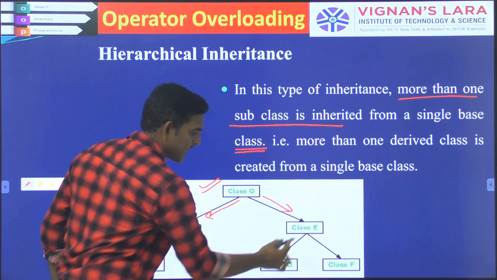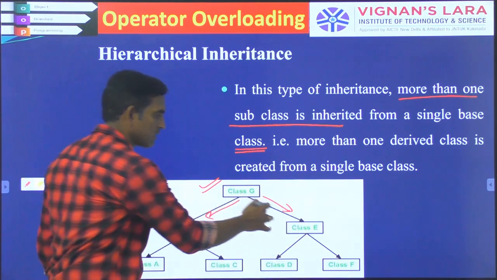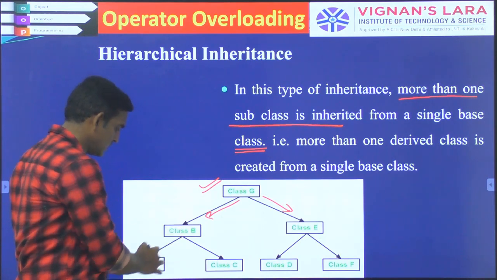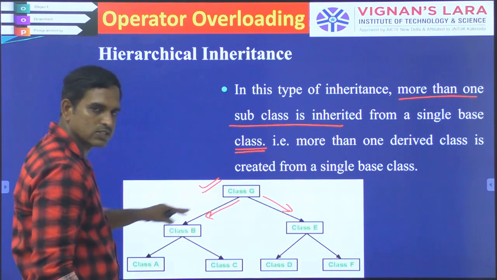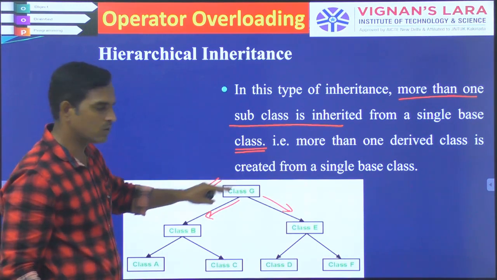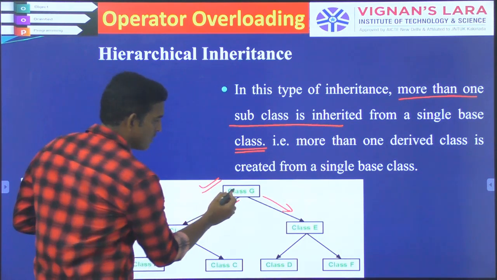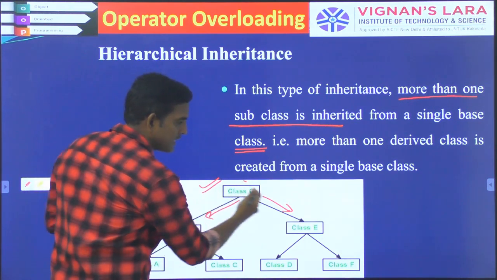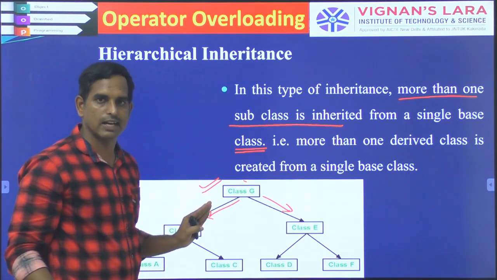That is, from class E, I can derive D and F. From class G, I can derive B and E. From class B, you can derive A and C. If you see G, B, A, this will be multi-level inheritance. What you have to understand from hierarchical inheritance is that from a single base class, you can inherit more than one subclass or derived class.